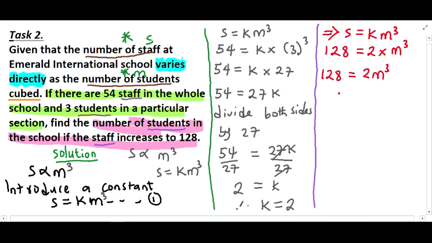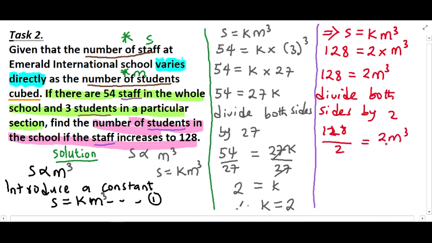Whenever variables and numbers multiply, they just come together. You can check out my video on algebraic expressions or linear equations to find how to solve this. Okay, so we divide both sides by 2 now because our variable here has a coefficient. Why are we using 2? We're using 2 because 2 is the coefficient. So divide both sides by 2. Hope you're seeing what I'm doing: 128 over 2 equal to 2m cubed over 2.